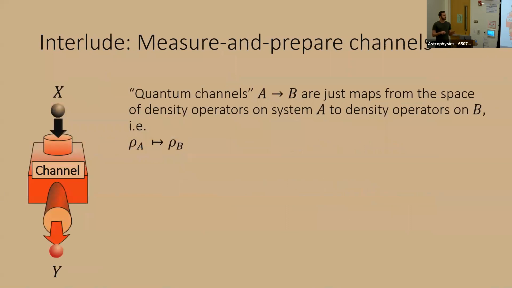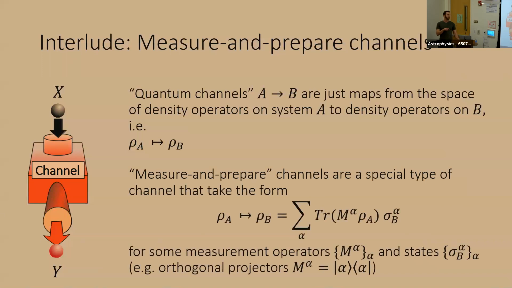So for that reason, let me remind you that a quantum channel from a system A to B is just a map on the set of density operators. So it sends one density operator to another. And it could be unitary evolution, or it could represent some sort of measurement process. Now, a very special type of quantum channel is something called a measure-and-prepare channel. So that's a channel that you can express with an expression like this, where these M_alpha, you can think of them as measurement operators, really they're POVM operators. But if you're unfamiliar, just think of the example of them being orthogonal projectors.